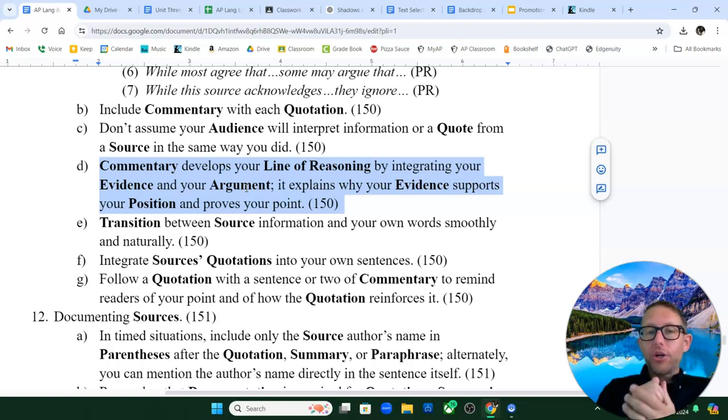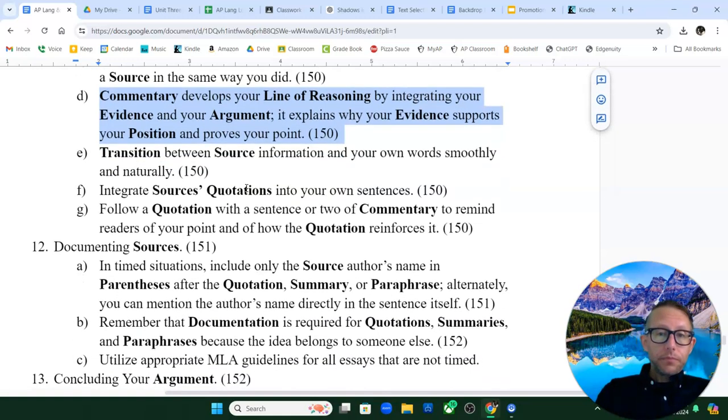It explains why your evidence supports your position and proves your point. Think about that second half of that comment there. If you don't have the commentary, you don't explain why your evidence supports your position and proves your point. How are you going to prove your point without evidence, or without evidence that you don't show supports your position and proves your point? In short, you don't. That's why commentary is so gosh darn important, okay?